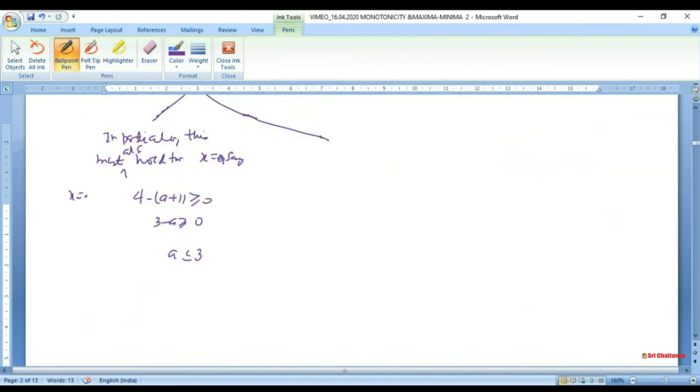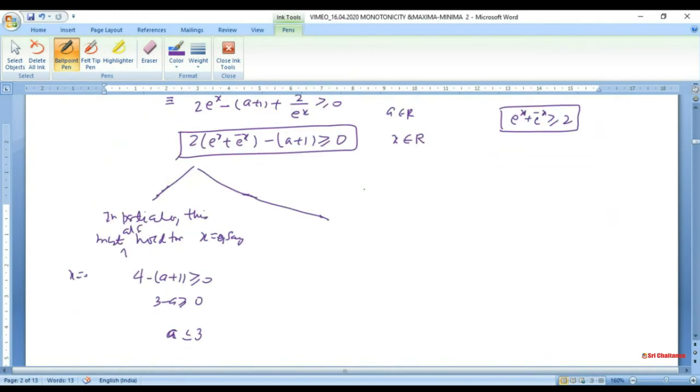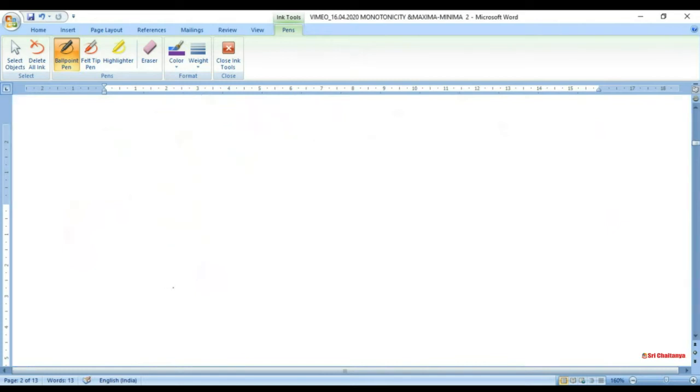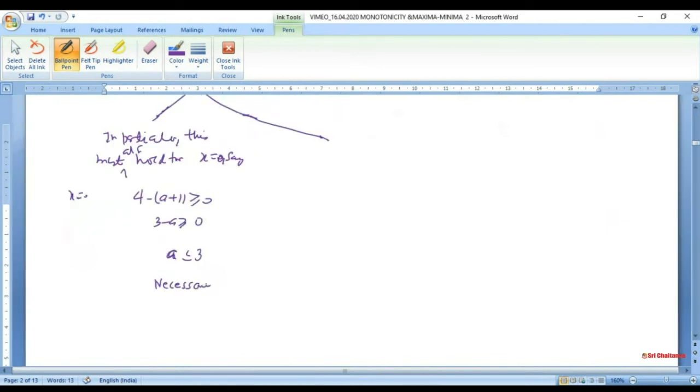So you are saying that all those values that satisfy this for all x belonging to R, it is necessary that a ≤ 3. This is a necessary condition, very important. By no means have we found that it is sufficient. It is a deep conceptual part, so please understand. All we have found by this magical value is that a ≤ 3 is a necessary condition.